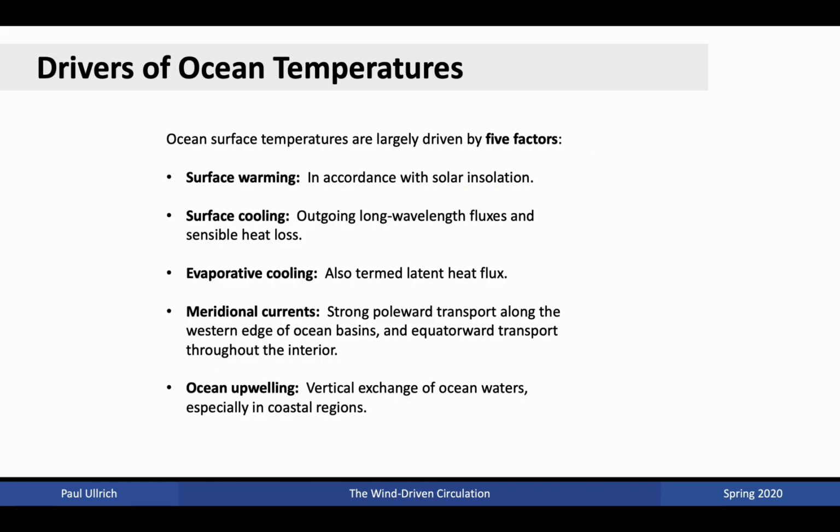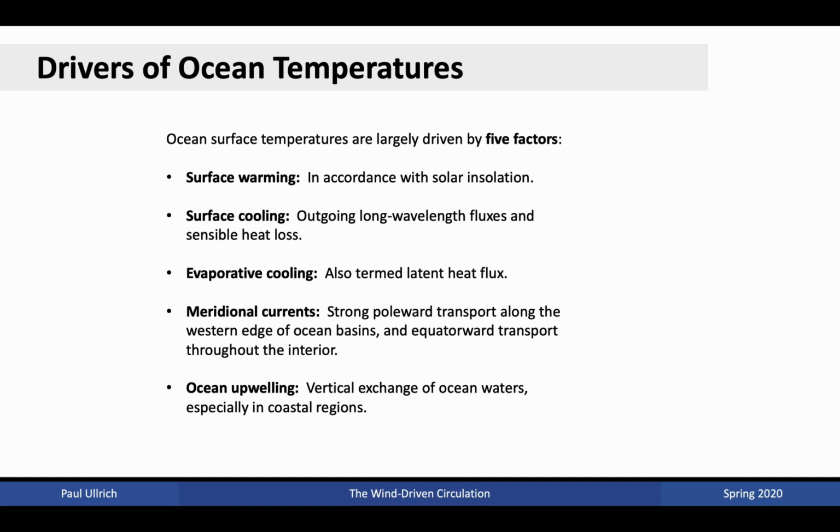Well, they're primarily driven by 5 factors. The most obvious factor, and perhaps the most dominant, is surface warming. That is, solar radiation that's able to make it through the atmosphere warms the oceanic surface directly. This then results in the equator to pole heat gradients that we've seen in the ocean and those that match that of the atmosphere. However, there are other drivers of oceanic temperatures that are also important.